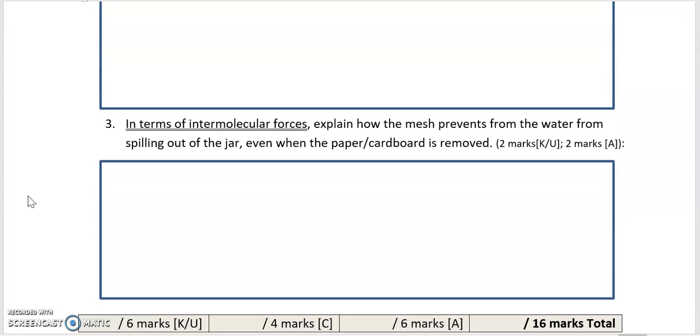The third one, so after he does the last experiment, he's going to reveal a mesh, and I'll leave it at that until you watch the video. Again, what you're doing is explaining how the mesh prevents the water from leaving the jar, even when the paper cardboard is removed.